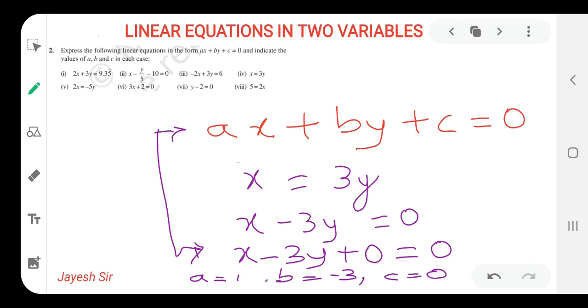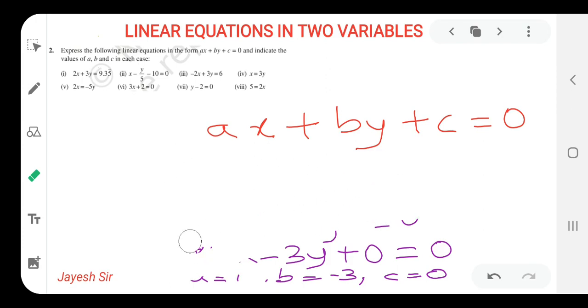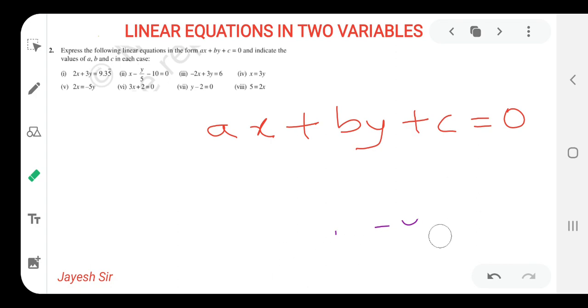I hope you all might be getting it, friends. Now let us begin with the next sum. In front of x nothing is given, that means 1 is there, so we can write it like this, 1 into x also. So the value of a is 1, the value of b is minus 3 and the value of c is 0. In this way we can find the values of a, b and c in a simple format. Let us begin with the next sum, that is 2x equals minus 5y.